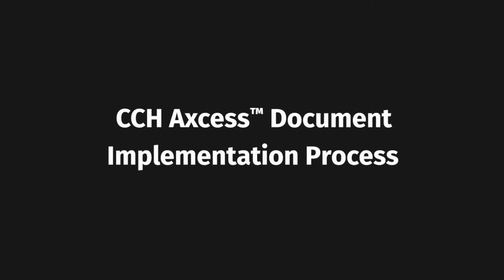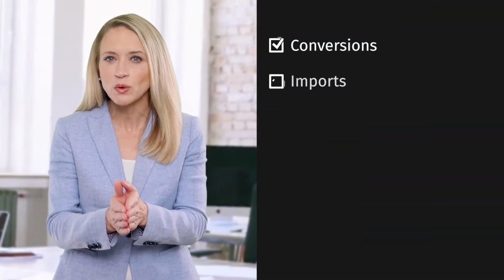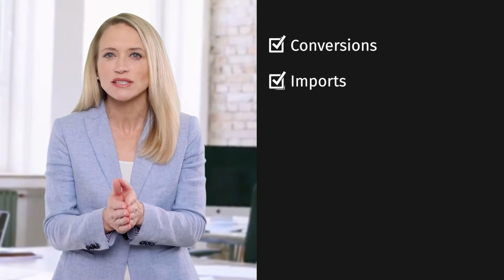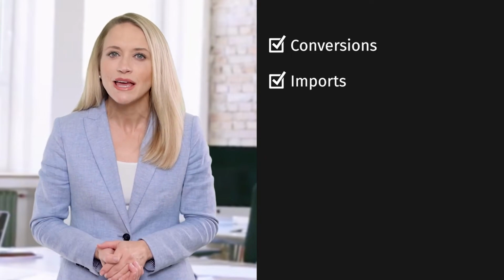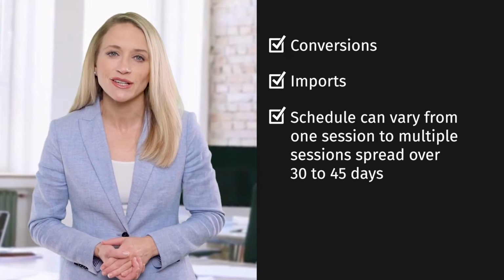Let's review the tasks completed and topics covered during your implementation of CCH Axcess Document. You'll be assigned an implementation consultant to guide you through this process. They will be your primary contact throughout the entire project, a single point of contact for any questions or needs that may arise. While the primary tasks and topics of all CCH Axcess module implementations are the same, we will customize your tasks and topics, change sequences, and adjust schedules based on your needs. Your implementation will be scheduled based upon the best available timeline for your specific situation.